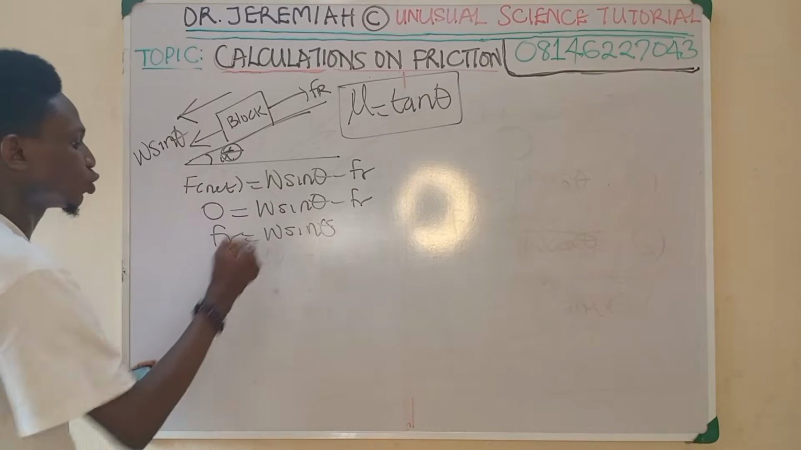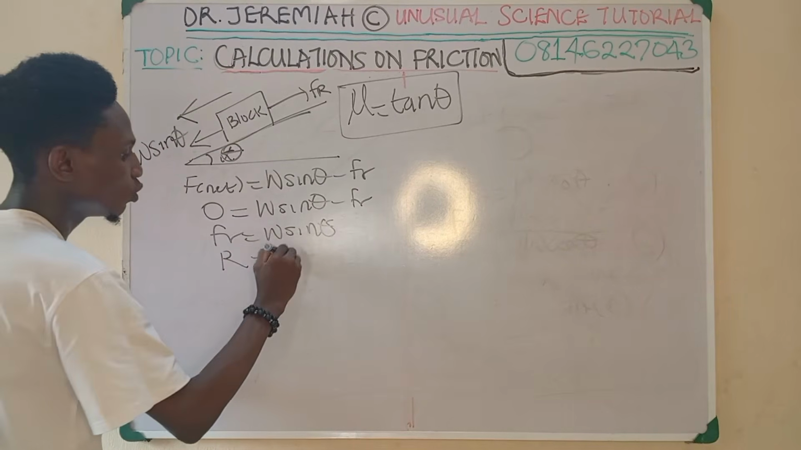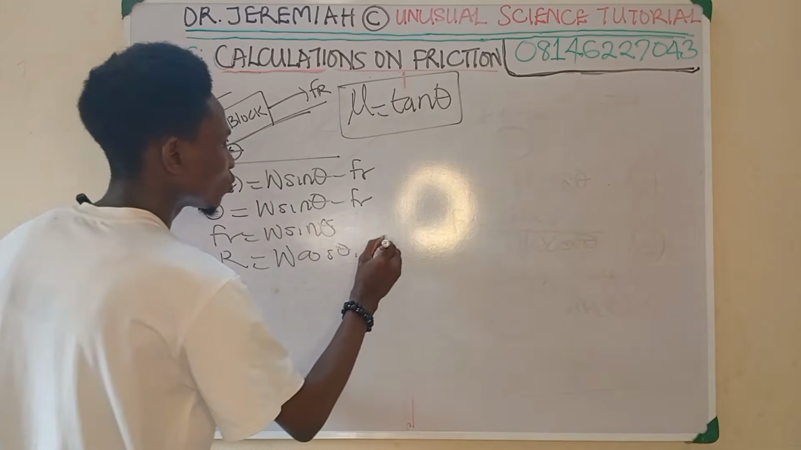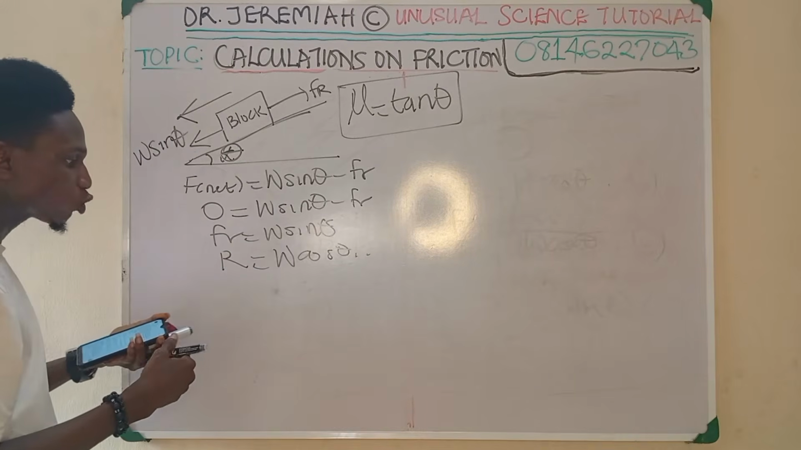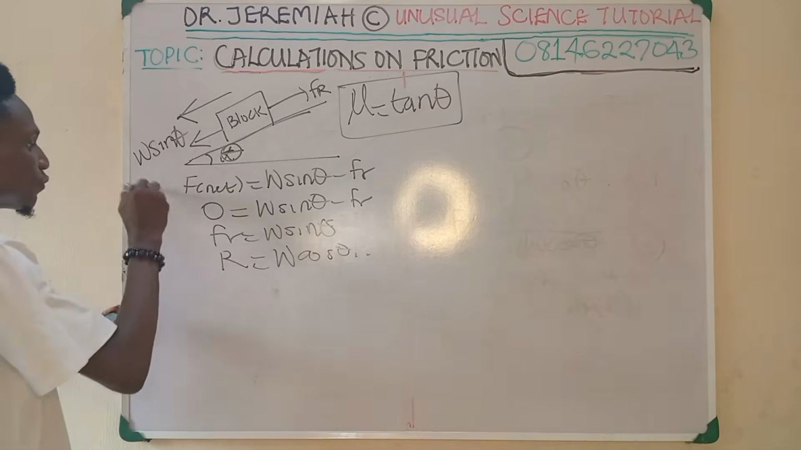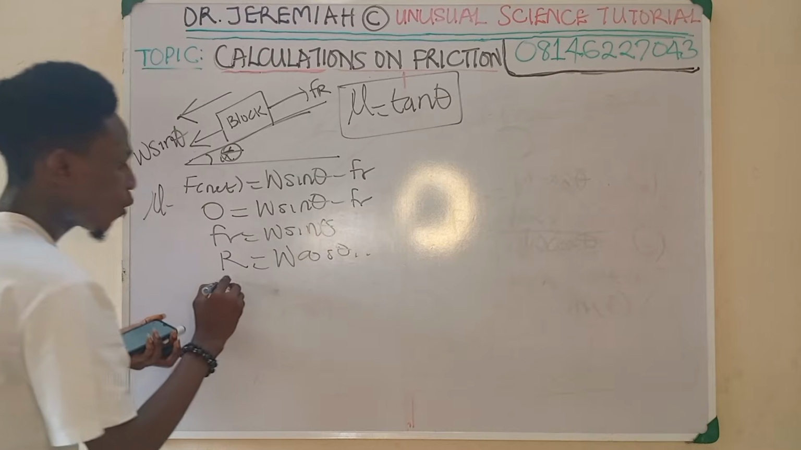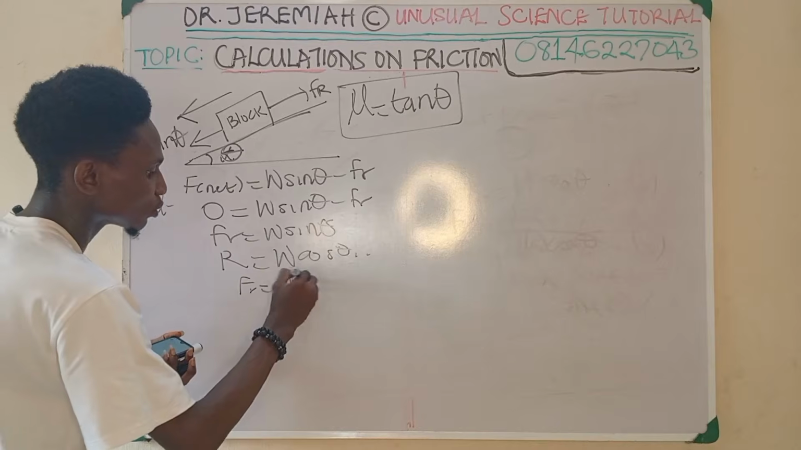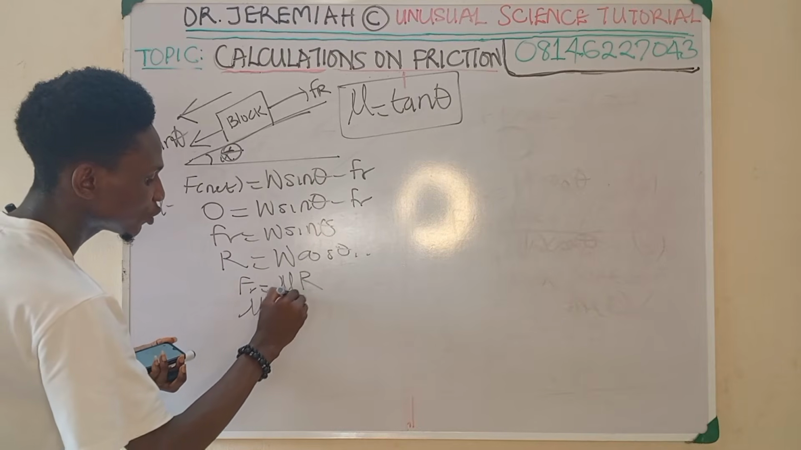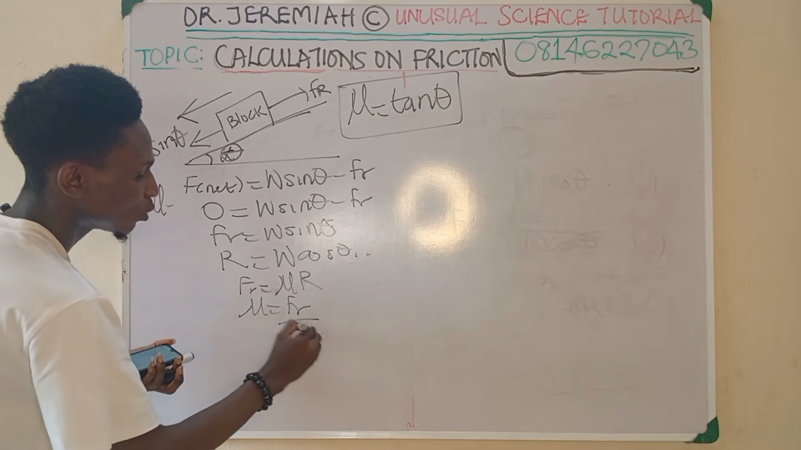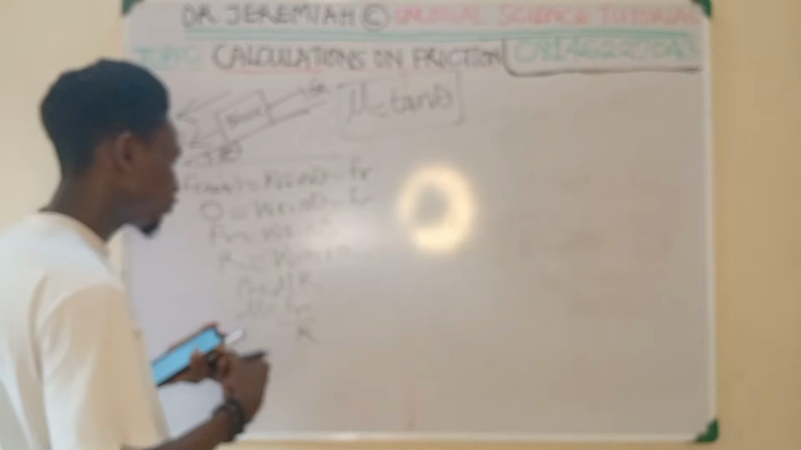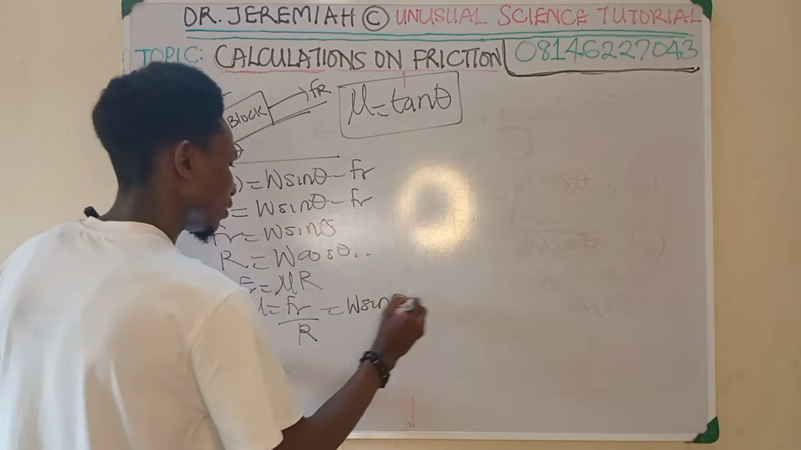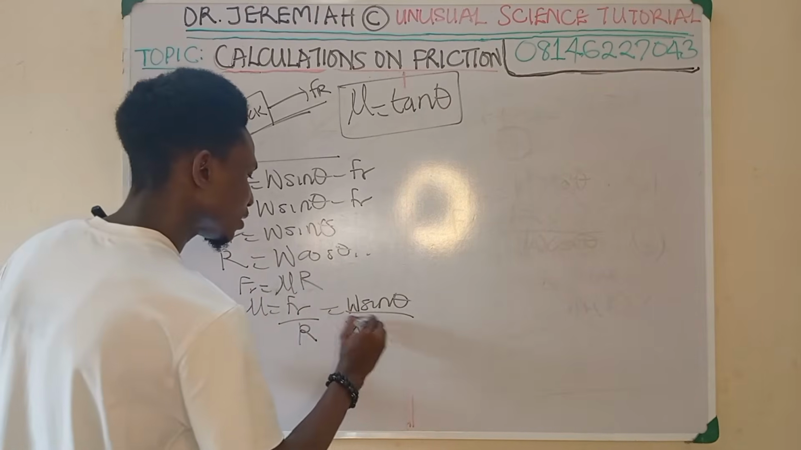And our other resolution, we already have that R equals W cos theta. So that was equation 2 there. Then also we know that they say you look for coefficient of friction. Coefficient of friction equals FR, equals coefficient of friction times normal reaction, which gives us coefficient of friction equal to frictional force over normal reaction. Now, what is frictional force? Frictional force here is W sin theta. The reaction is W cos theta.